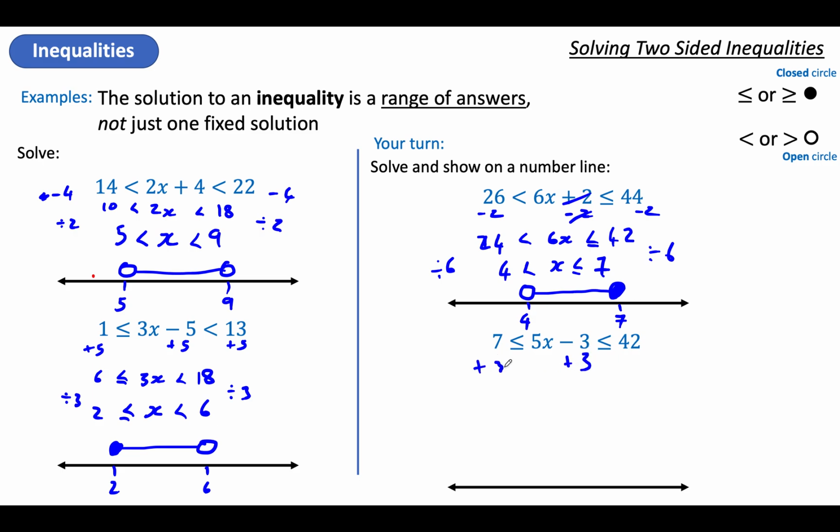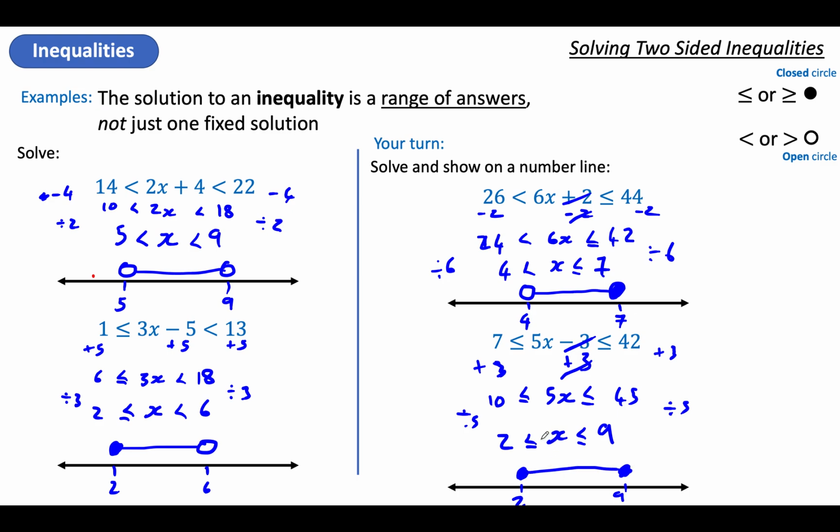On this one, first of all, add 3 to all three parts. 7 plus 3 is 10. Copy the sign. 5x is on its own. 42 plus 3 is 45. And then I don't want 5x, I only want x. Copy the signs down. So divide by 5. And you're going to divide by 5 on all three bits. 10 divided by 5 is 2. 5x divided by 5 is just x. Yes, Murphy. 45 divided by 5 is 9. So there's your two boundaries, 2 and 9. Filled in circle on both because there's an equals on both parts of the inequality.